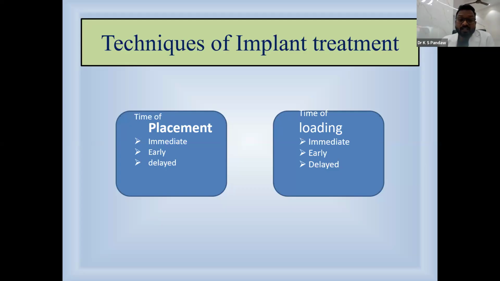Early placement means after 1 to 2 months, when there is complete soft tissue healing but bone healing is not completed, and then we place the implant. It's called early implant placement. Delayed implant placement means after complete soft tissue healing and complete bone healing, when we place the implant, it's called a delayed implant, which is the conventional technique given by Brånemark. So immediate placement depends on the time of placement of the implant. Okay. And the time of loading is a different thing.